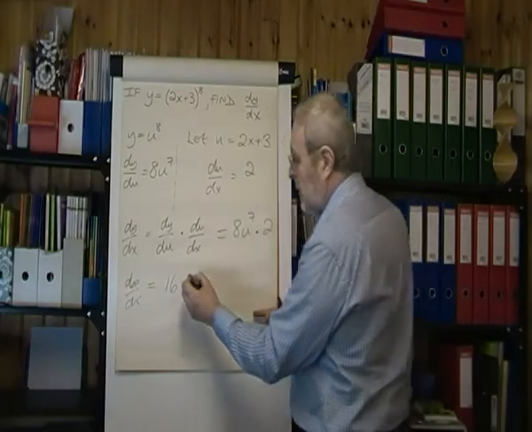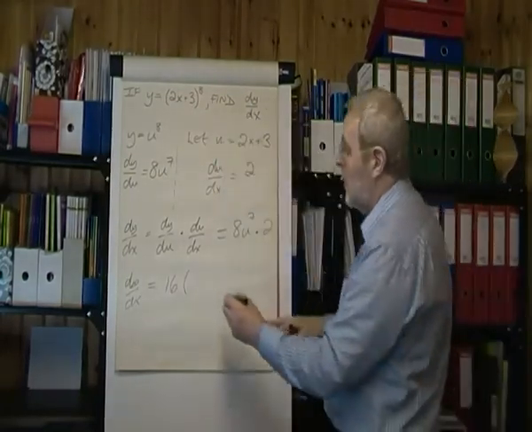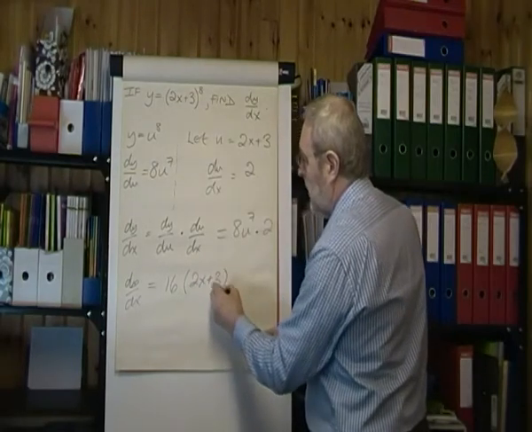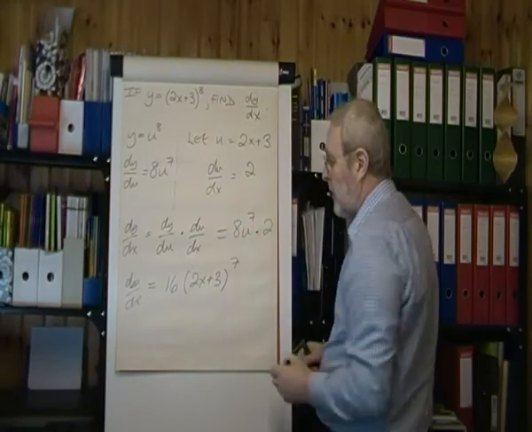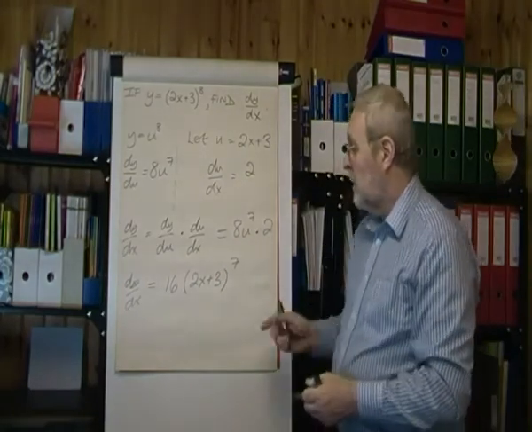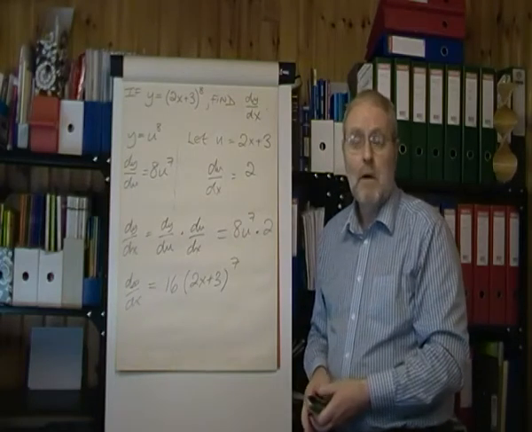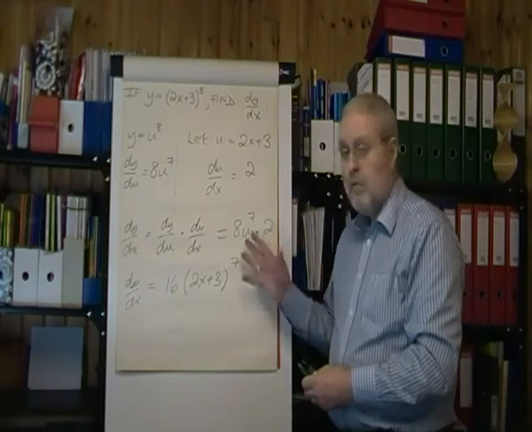We can't give our answer in terms of u because it was our invention. So we go back to the original definition, which was 2x plus 3, and then that will be to the power of 7. The introduction of a dummy variable here is one that is used in mathematics quite a bit, and it's a means to an end. It's one that you should practice.